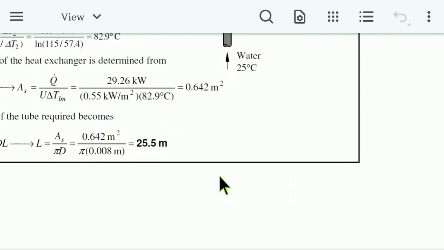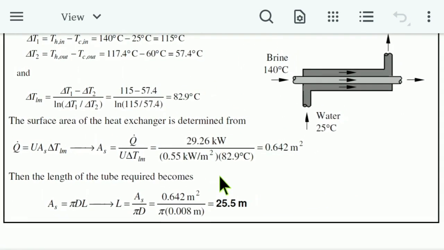The surface area of the heat exchanger is determined from this equation. Q dot is equal to U AS del T Lm. So AS means Q dot divided by U del T Lm. The value of Q dot is 29.26 kilowatt. The value of U is 0.55 kilowatt per meter square degree Celsius and del T Lm is 82.9 degrees Celsius. So AS is 0.642 meter square.